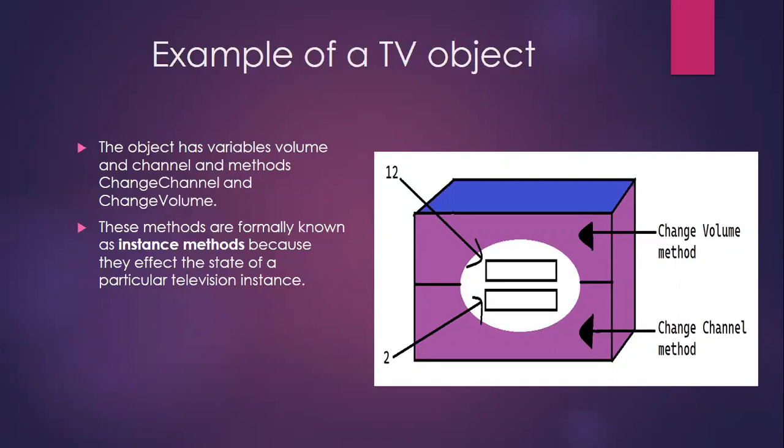So the change volume affects the value of the change volume variable inside the class. You can see here it is demonstrated by 12. So you can say that the volume of the TV is kept at 12 level, and the change channel method shows that the channel is kept at number 2 channel. So we can say that these methods are known as instance family members of an object.